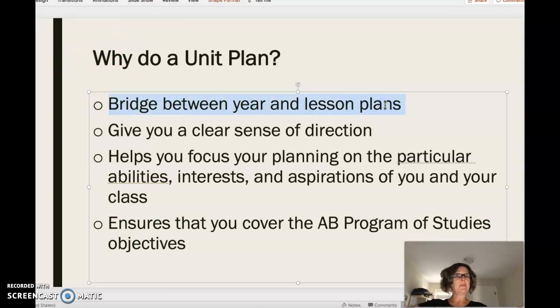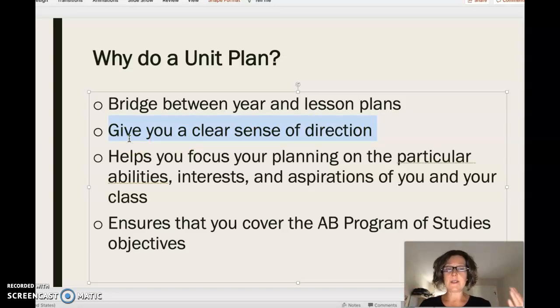So to go from the year plan directly to the lesson plan, which is very minutia. The lesson plan is all about minutia. The year plan is all about broad objectives. This unit plan is that middle. It gives a little bit of a bridge. It also gives you a clear sense of direction, so that as you're in the craziness of lesson planning, it gives you that overall direction of, okay, this is my third lesson in a unit of 15 days. I'm on track.